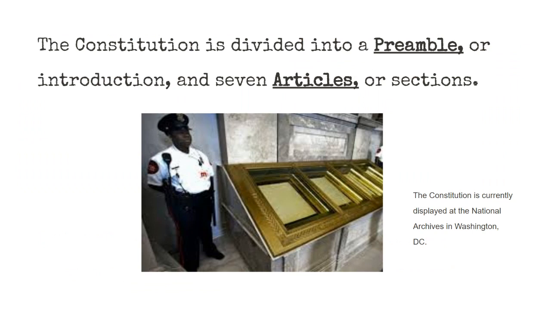The Constitution is divided into a preamble or introduction, which sets the philosophy and tone for the entire document. And then it has 7 articles or sections.